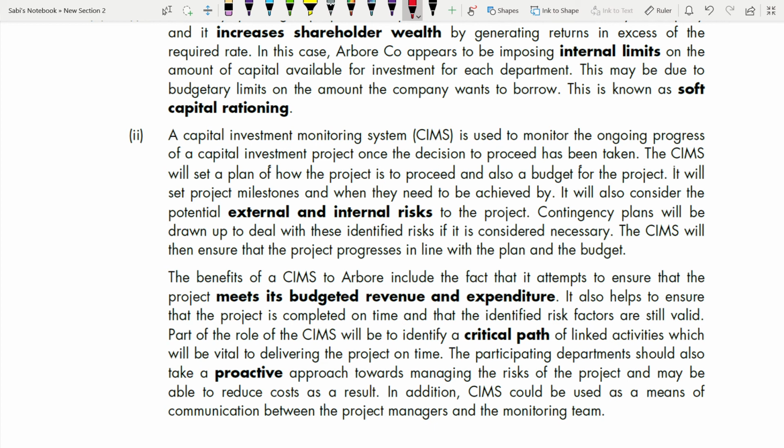It will set project milestones and when they need to be achieved by. It will also consider the potential external and internal risks to the project. Contingency plans will be drawn up to deal with these identifiable risks if necessary. The CIMS will ensure that the project progresses in line with the plan and budget. Basically, this is like project management, right? In project management also, what do you do? You check the progress. You check whether they're on track or not, whether they have the resources, what are the risks, how much money they need, what are the plans, contingency plans, all this you check. What is the budget? Are they in the budget? Or are they overspending? So all these things you're checking or keeping track of, which is very similar to what the capital investment monitoring system also does, right?